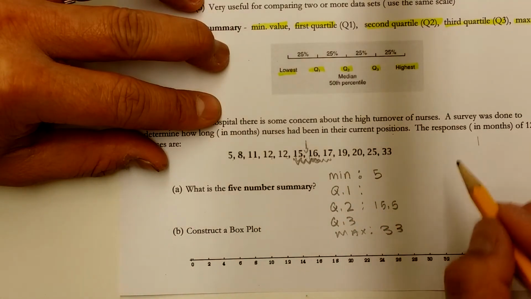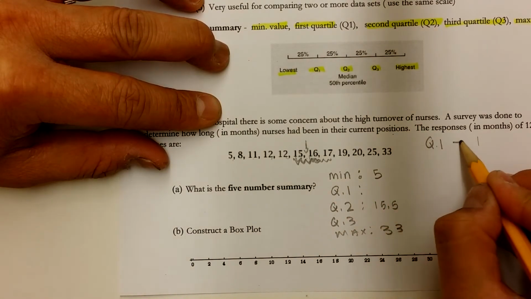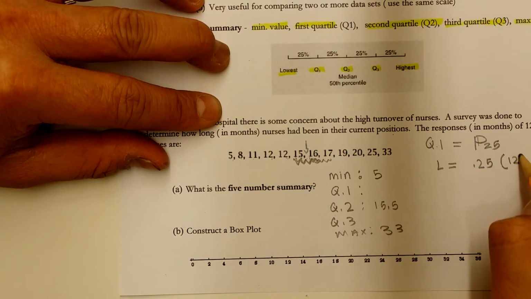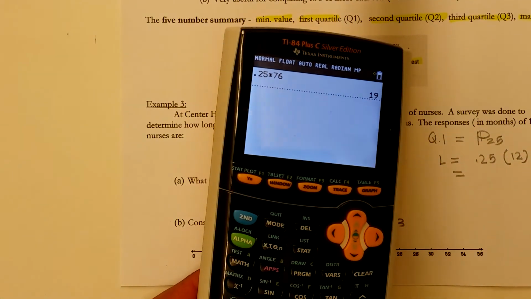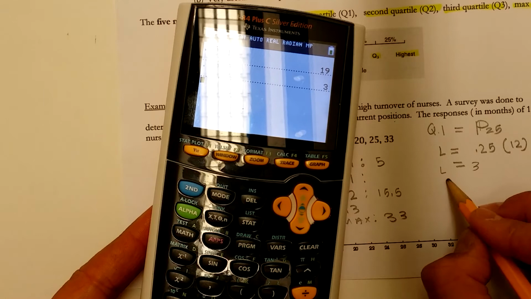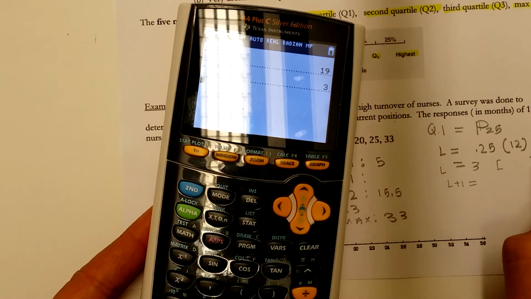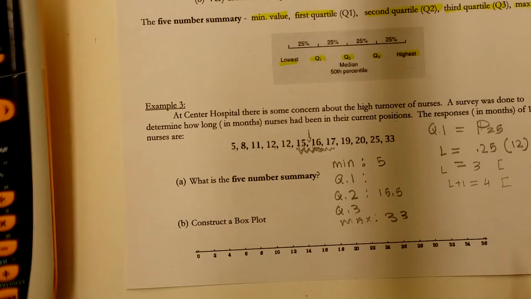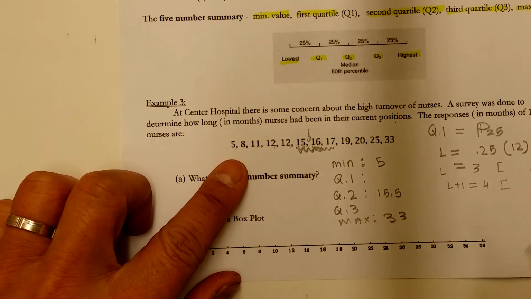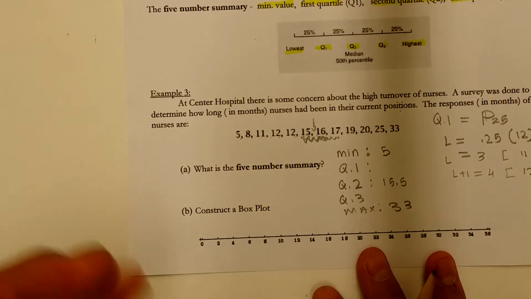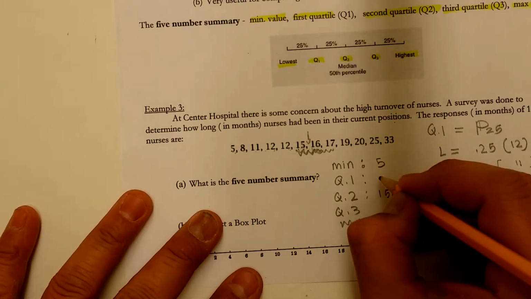And then your Q1, think of Q1 as the 25th percentile. So first, find the location by multiplying 0.25 by 12. That gives you 3. But remember, if your location comes out to be a whole number, then you also need to consider the data at the next location. So you have to consider the data at 3 and 4 and then take the average. The months at the third location is 11 months, and the months at the fourth location is 12. So Q1 would be 11.5.